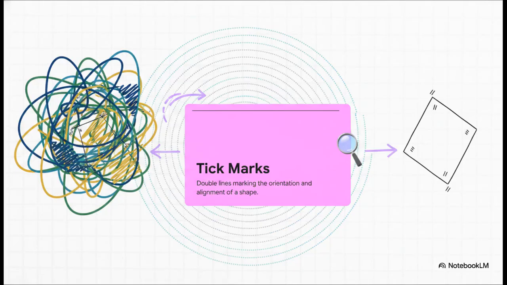Now, you might be wondering, how do we accurately pull this shape out of the chaos without losing its orientation? Well, we use tick marks. Basically, tick marks are just small double lines drawn to mark the orientation and alignment of a shape during the transfer process. Understanding this little trick is actually a really vital part of understanding how the core process works because it ensures the piece keeps its exact identity when it gets isolated.